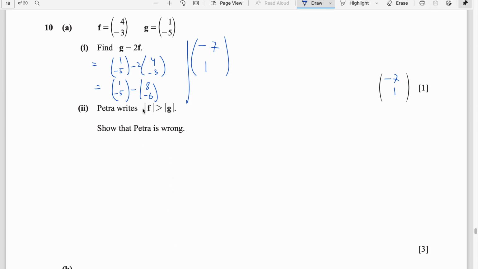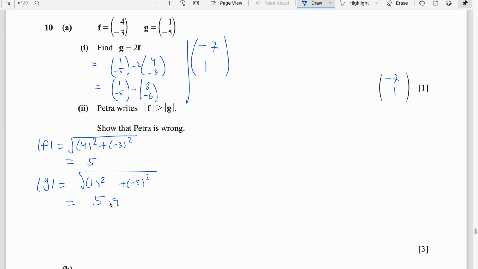Petra writes modulus, that is basically the size, the length of f is greater than g. Show that Petra is wrong. So let's find out. This is 4 squared plus minus 3 squared, whole square root, that is 5. For g it is 1 squared plus minus 5 squared, which is 5.09. So it can be clearly seen that f is actually lesser.